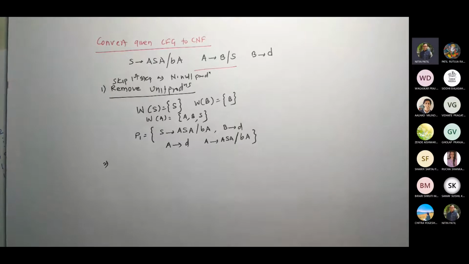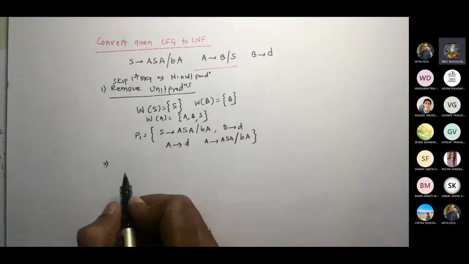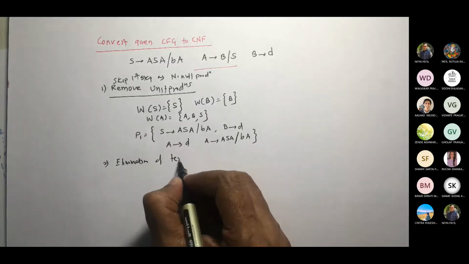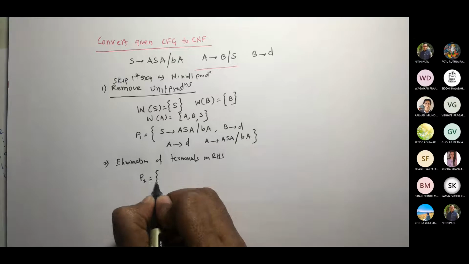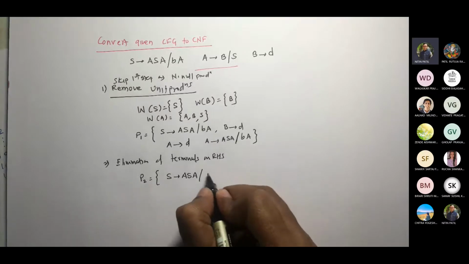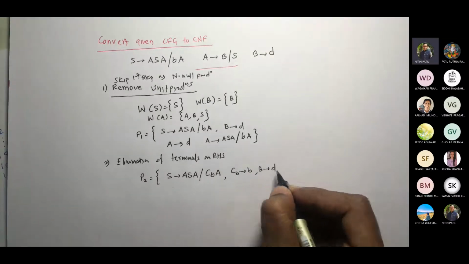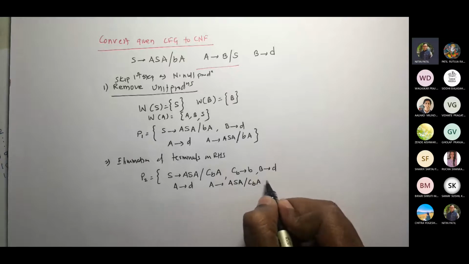See whether we see any terminal on the right hand side of a production along with a variable. Do you see that? Yes, sir. For which production? S gives BA, correct? And A gives BA, correct? Elimination of terminals on RHS. So what would be your production set now? Let me write P2. S gives ASA. S gives CBA. CB gives B, correct? Then B gives D. A gives D. A gives ASA. CBA. Am I right?